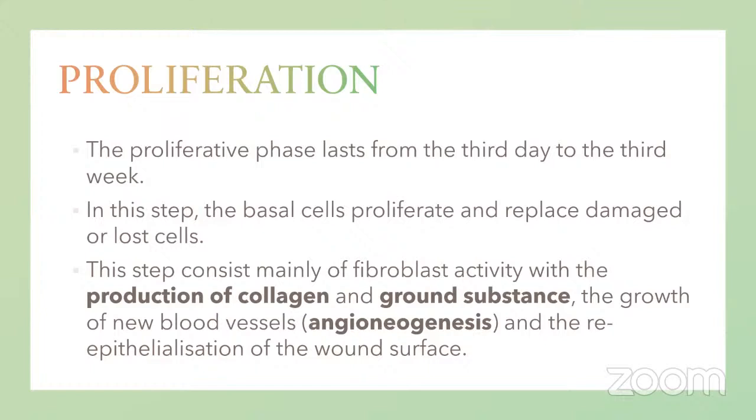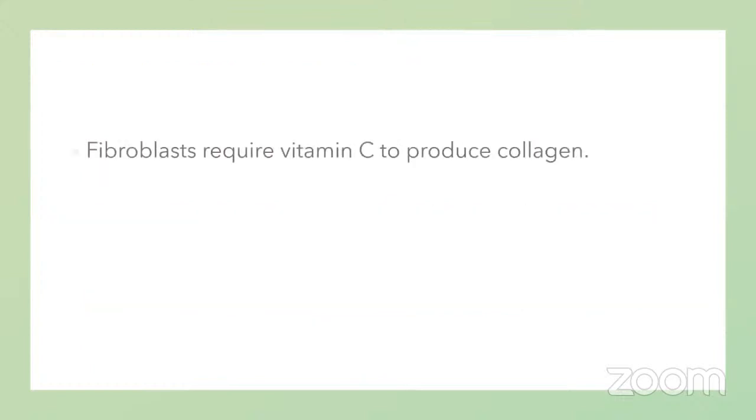The collagen is the structural collagen that gives the structural support to the tissue. So collagen will be produced. Then ground substance matrix will be produced. Then new blood vessels have to be produced, right? So angiogenesis will happen, and finally the epithelium that has been lost in that area will also be compensated or regenerated in the wound surface. So all these four events will happen in the proliferative phase.